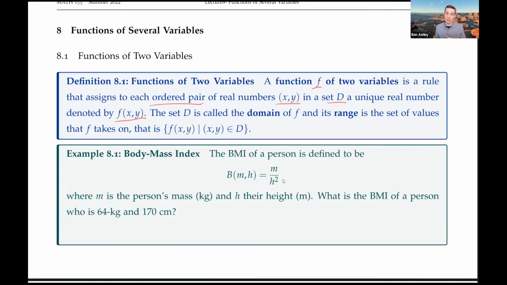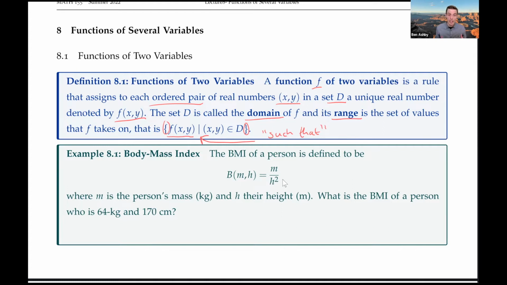So f is our function that we're applying to our ordered pair x, y. D is called our domain. So domain is, think of that as the input, and the range of f is the set of values that it chucks out. So that's its output. So we write the range down as this set here. The set is denoted by these curly braces here. So it's the set of f of x, y, so all the function outputs. This vertical line here just means such that. So it's the set of all f of x, y such that x and y are in the domain. So the ordered pair x, y is in the domain. That's all that notation means.